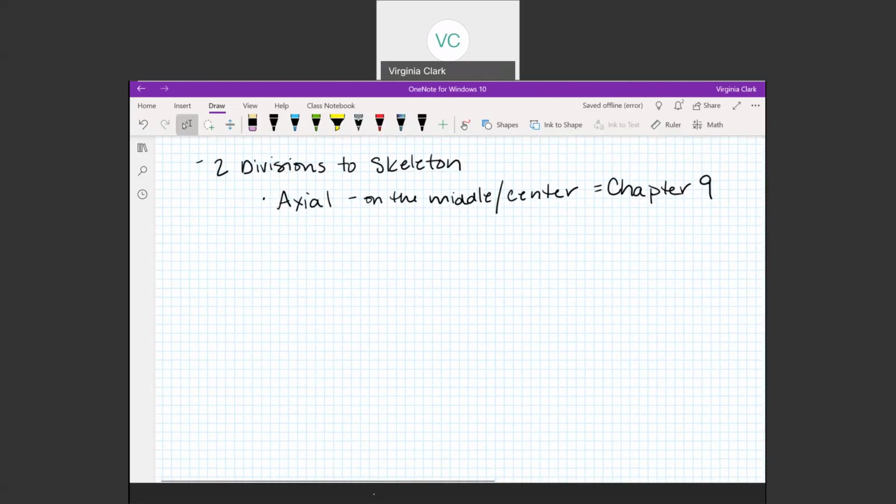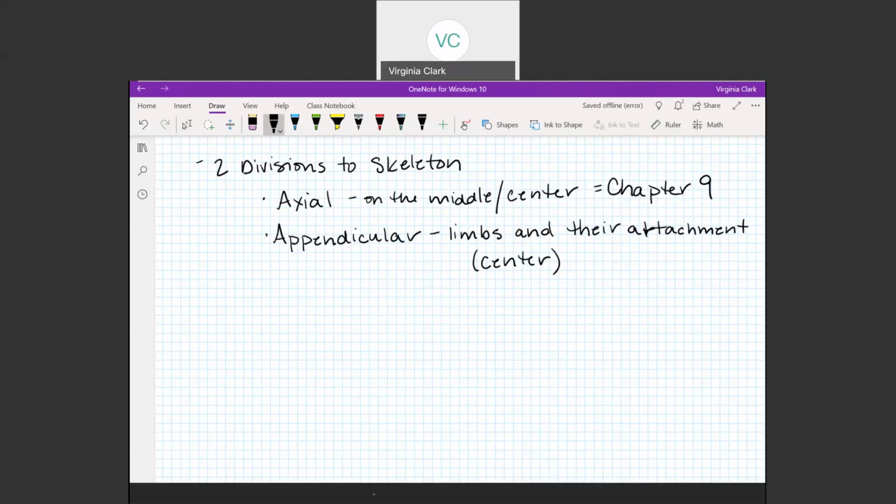The second division to the skeleton is going to be the appendicular. The appendicular skeleton is going to be the limbs and their attachments. So how your limbs actually attach to the axial skeleton will be covered in the appendicular section. So this is going to be everything that attaches to the limbs. So it'll be attaching to the center. This will be covered in chapter 10.